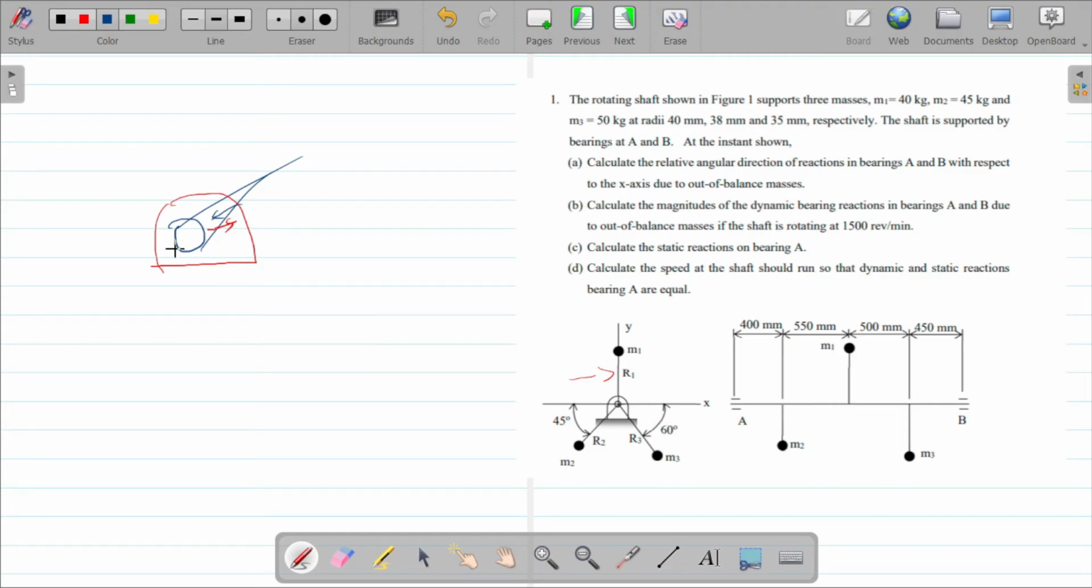But if we are looking at the reaction on the shaft by the bearing, then, for instance, the RA, we had 34.4 degrees.